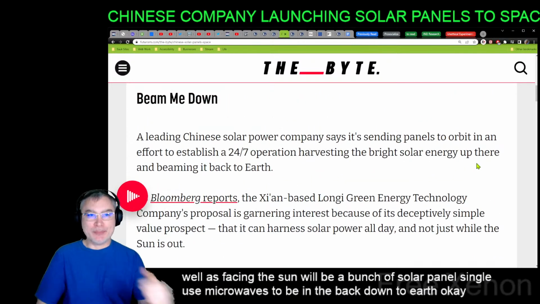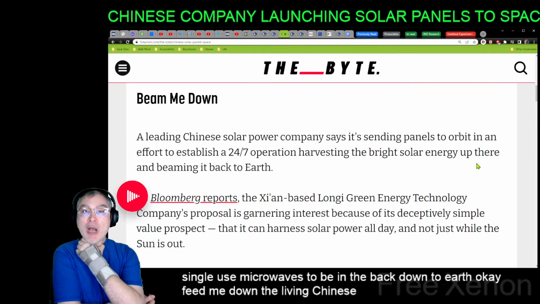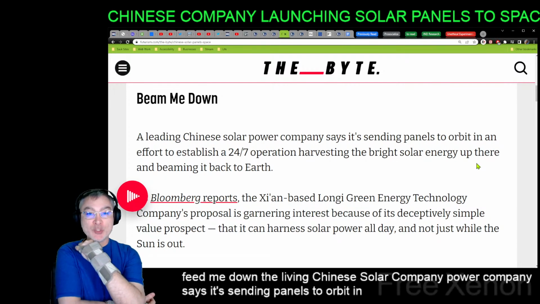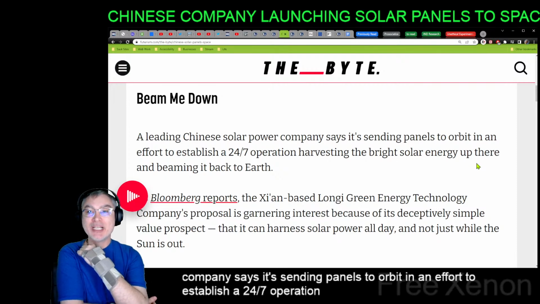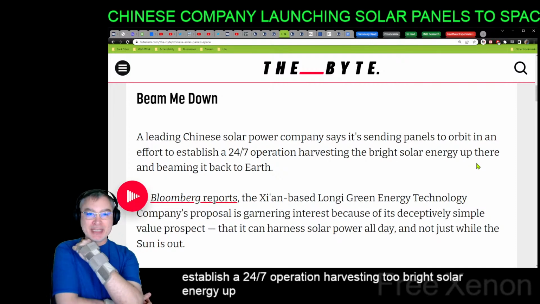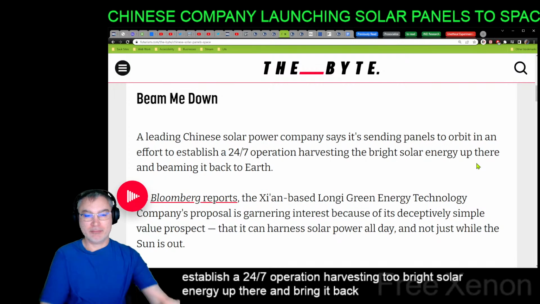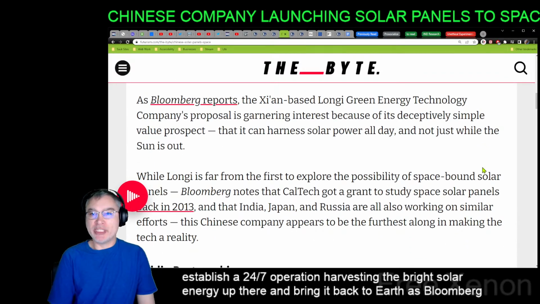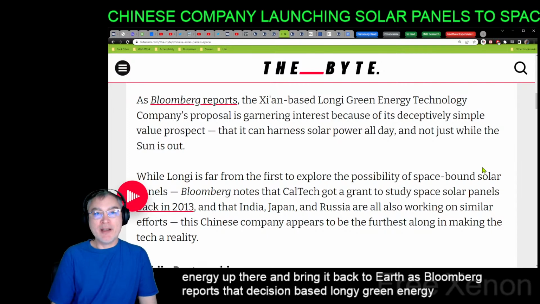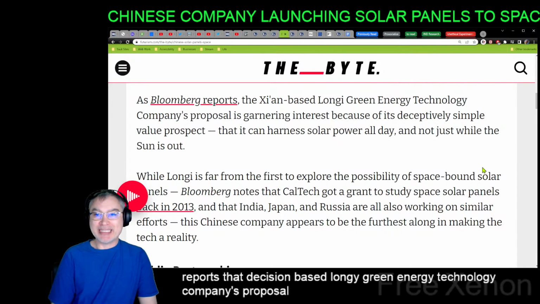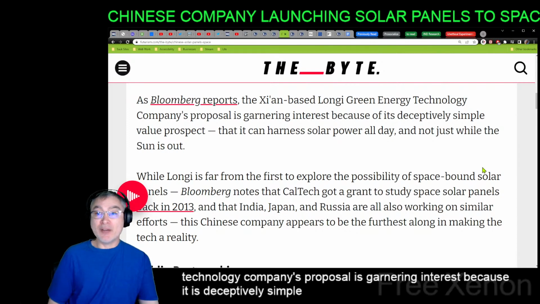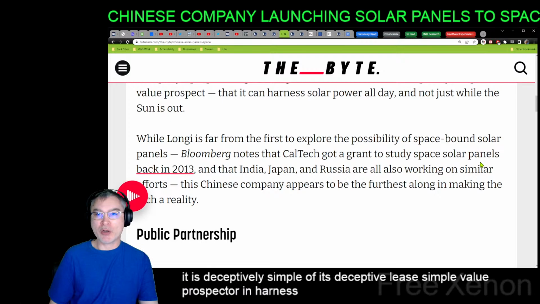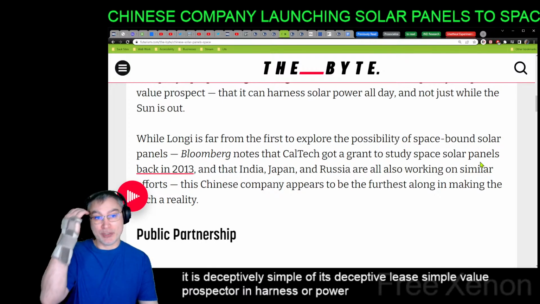Okay, beam me down. A leading Chinese solar power company says it's sending panels to orbit in an effort to establish a 24/7 operation, harvesting the bright solar energy up there and beaming it back to Earth. As Bloomberg reports, the Xi'an-based Longi Green Energy Technology Company's proposal is garnering interest because it is deceptively simple value prospect that it can harness solar power all day and not just while the sun is out.